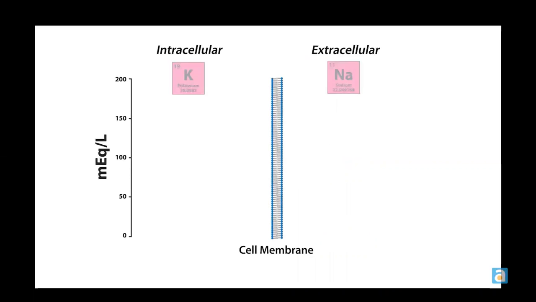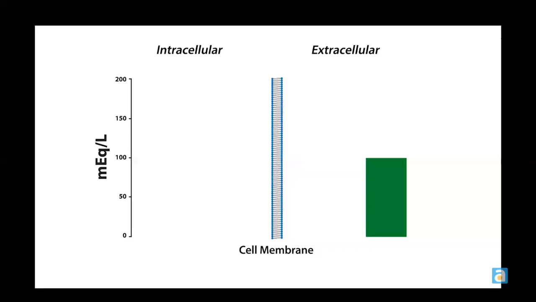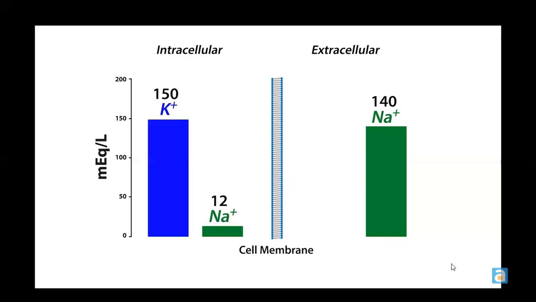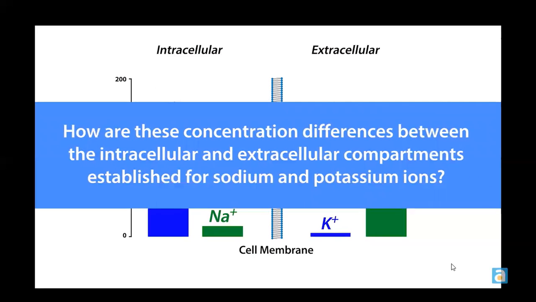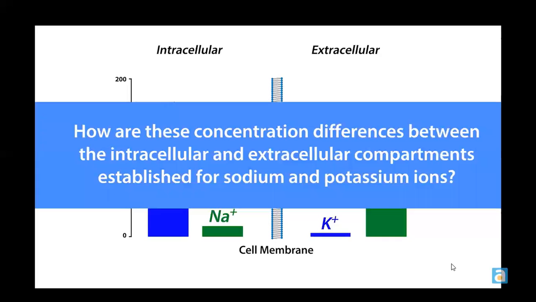For example, the typical extracellular sodium concentration is 140 milliequivalents per liter, while the intracellular sodium concentration is about 12 milliequivalents per liter. On the other hand, intracellular potassium concentration is about 150 milliequivalents per liter, while the extracellular potassium concentration ranges between 3.5 to 5.5 milliequivalents per liter. All right, now that we know that, let's ask this question. How are these concentration differences between the intracellular and extracellular compartments established for sodium and potassium ions?